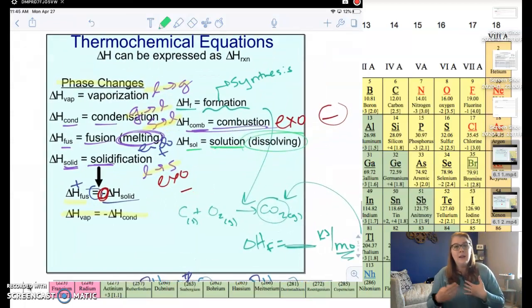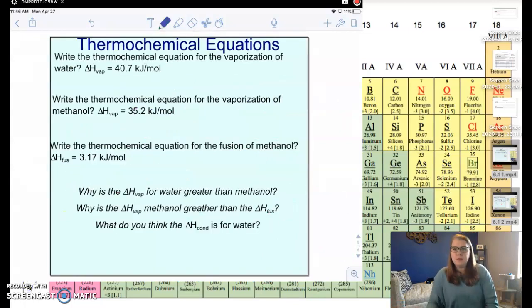So I could say the delta H comb of ethanol is this, and you should know I'm talking about the heat involved in combusting ethanol. I could also write delta HF of ethanol. So that would be the energy involved in forming ethanol from its elements. So let's do some practice with this. All right, so write the thermochemical equation for the vaporization of water. And I gave you the delta H vap of water, 40.7 kilojoules per mole.